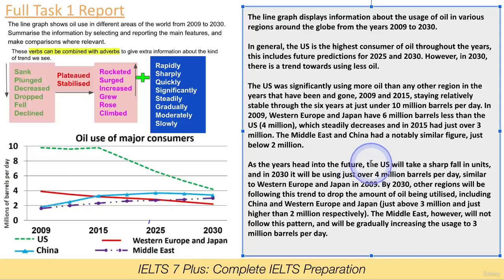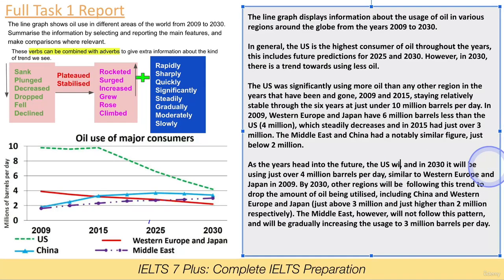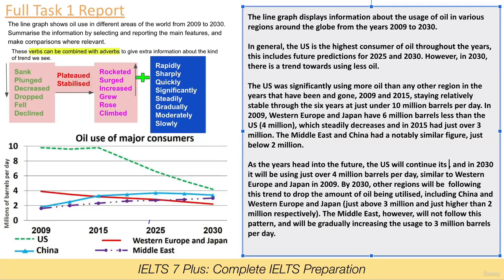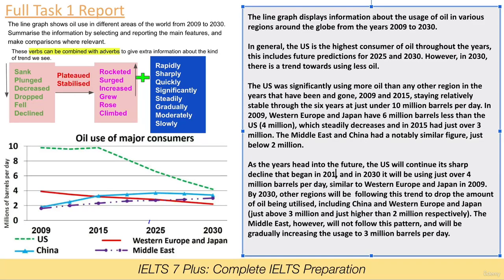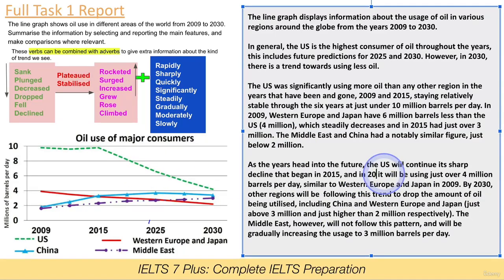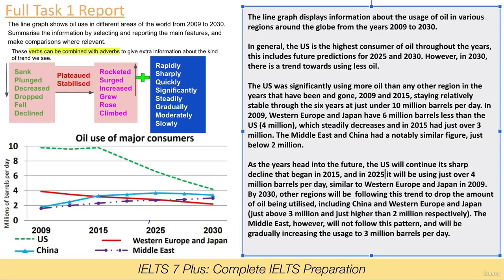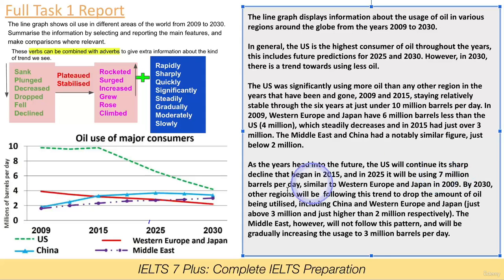As the years head into the future, the US will take a sharp fall in units. Or maybe the US will continue its sharp decline that began in 2015. Maybe let's put in 2025 here, and in 2025 it will be using 7 million barrels per day. In that case, we can get rid of this sentence here.